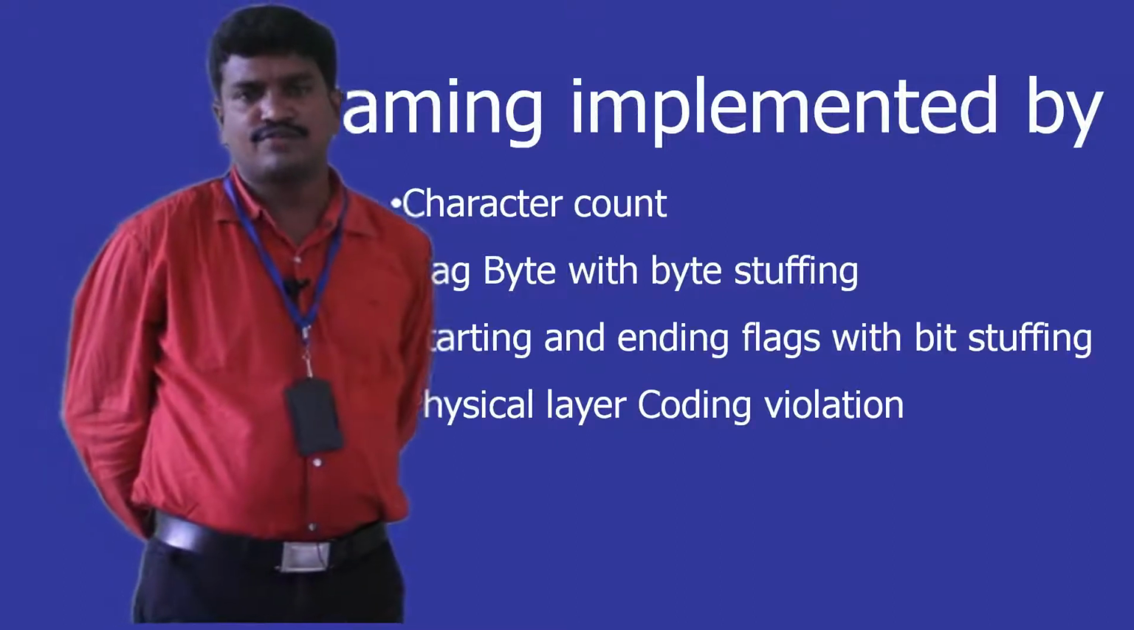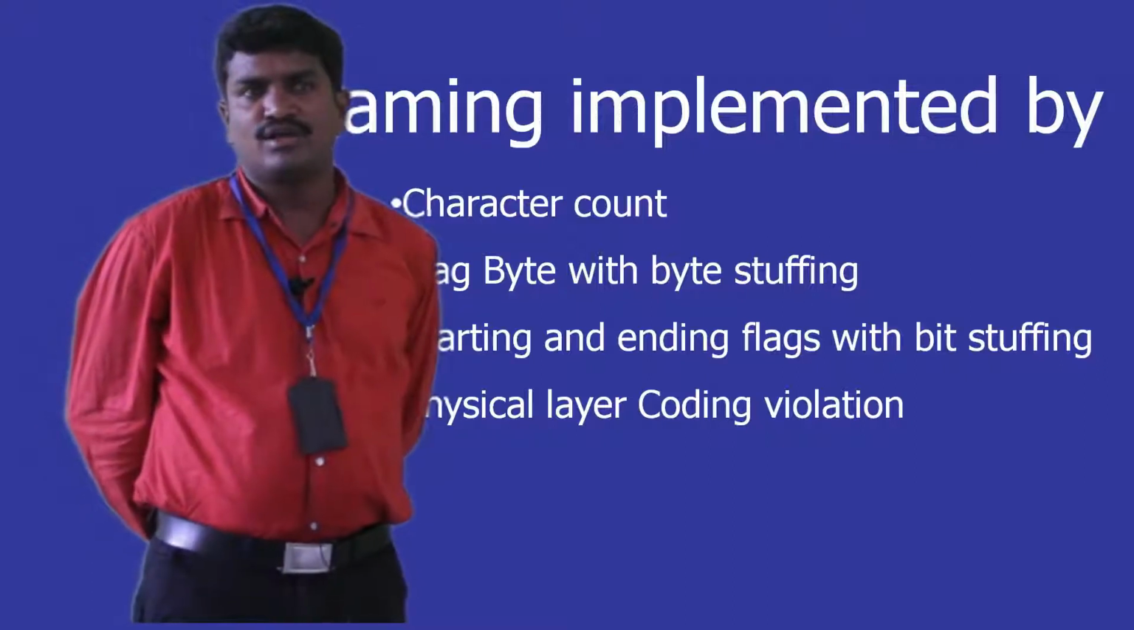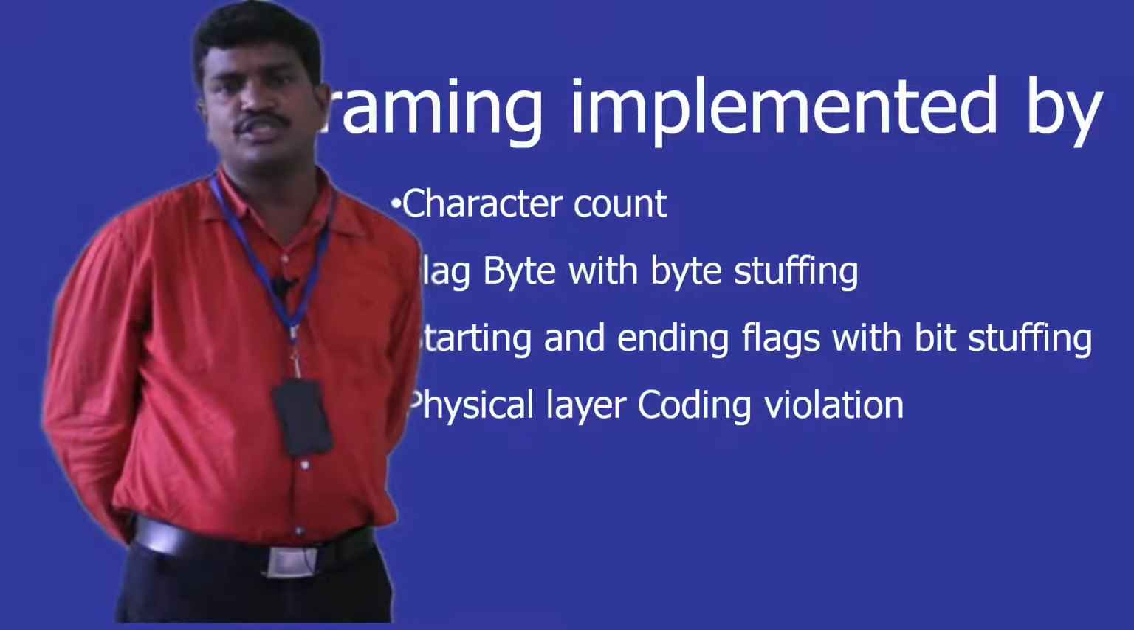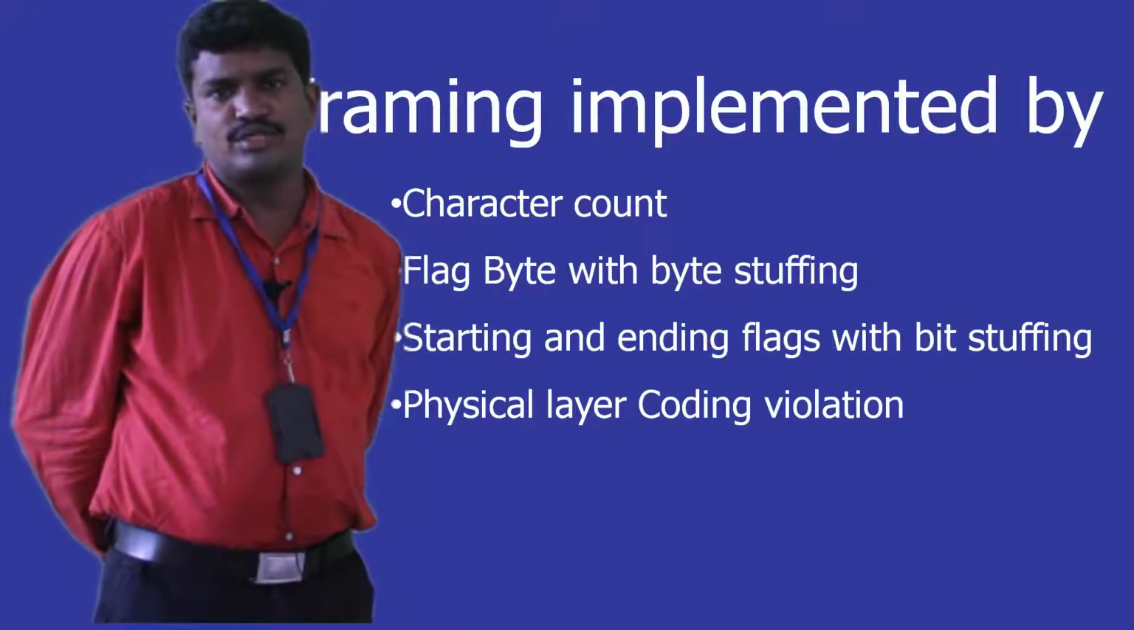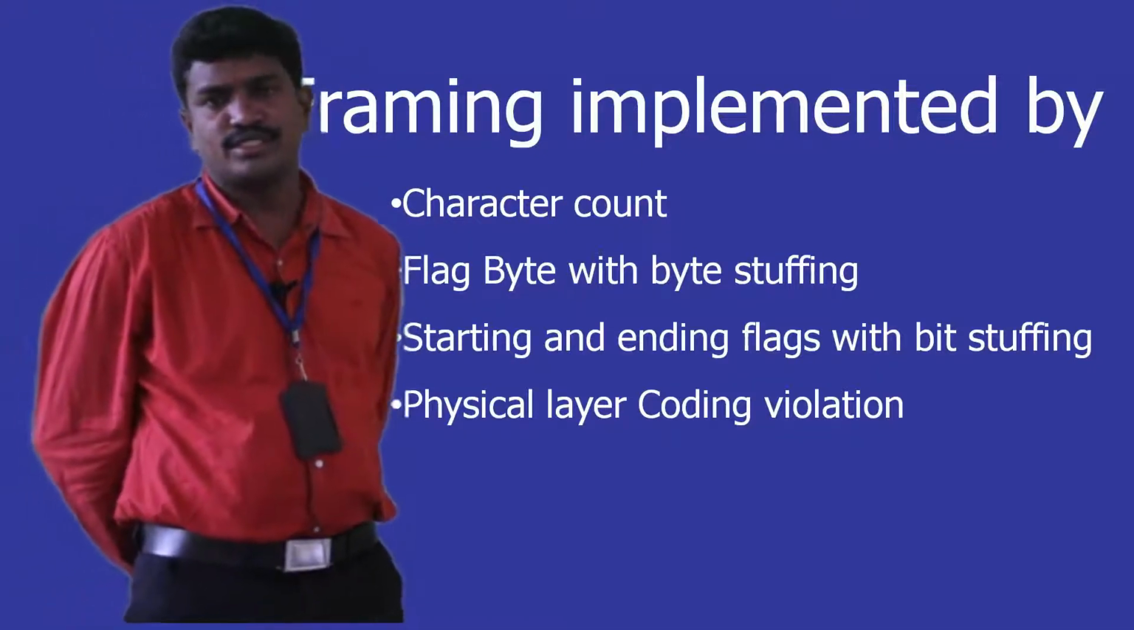So in the process of identifying a frame, data link layer makes use of different methodologies to implement a framing concept. The first and foremost method is the character count method that we have already seen in the last class.